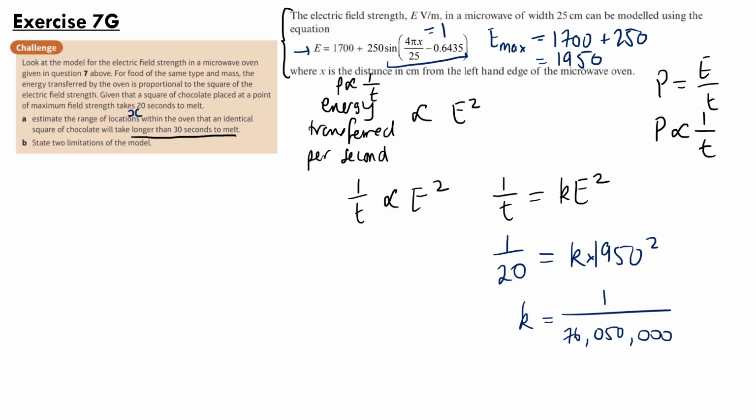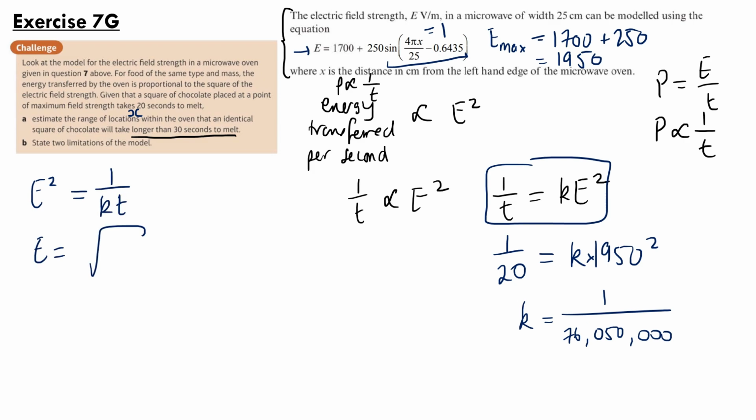Now we need to think about how we're going to find the range of locations, so the range of x within the oven, that an identical square of chocolate would take longer than 30 seconds to melt. Well, if it actually does take 30 seconds to melt, then we can work out what the electric field strength would have to be. So from this equation here, E squared is equal to 1 over kT. So E is equal to the square root of 1 over kT.